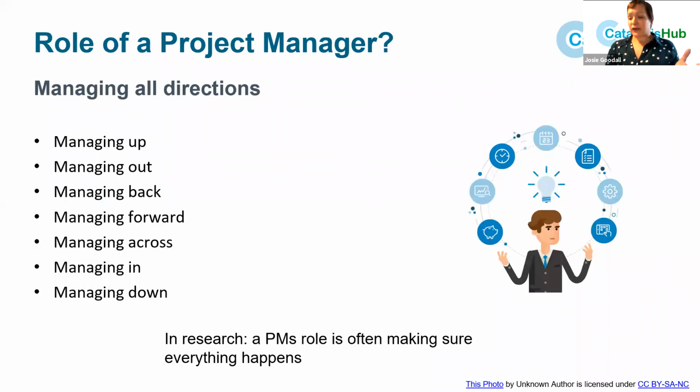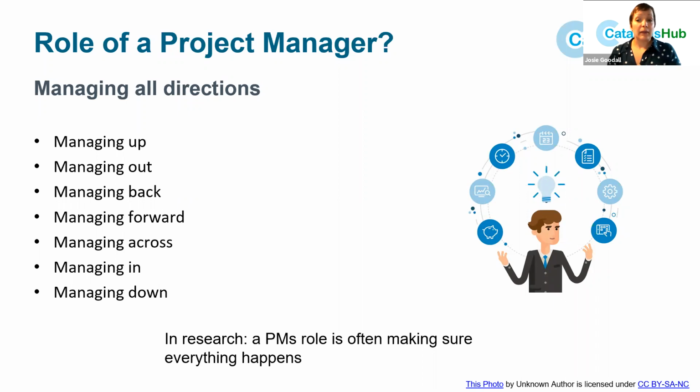So the role of a project manager is managing up. So you might be managing your stakeholders, you might be managing your supervisors, your bosses. It's managing out across projects, managing back, so looking at past projects, looking at progress to date. It's managing the future progress, training, strategy and direction. It's managing across teams, across collaborations. It's managing inwards, so you're managing resource on the project, you're managing your deliverables, you're managing yourself, and you're managing the people in that project team.